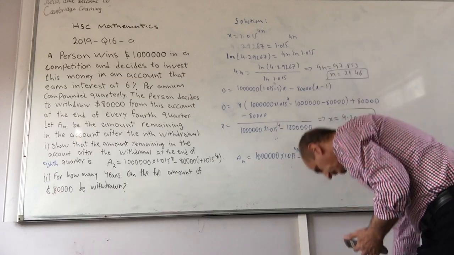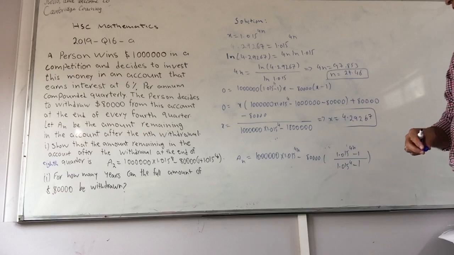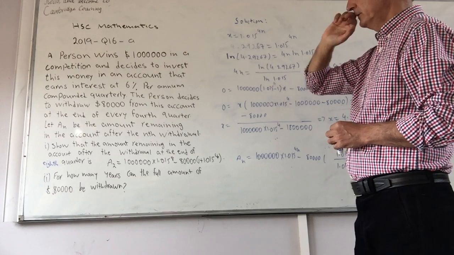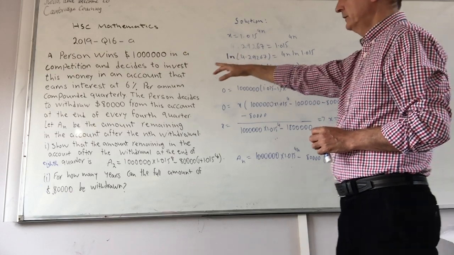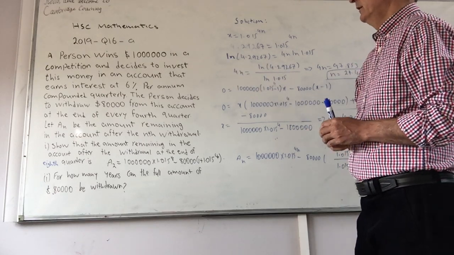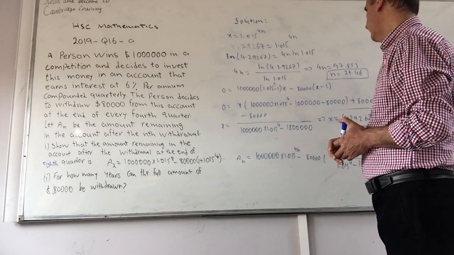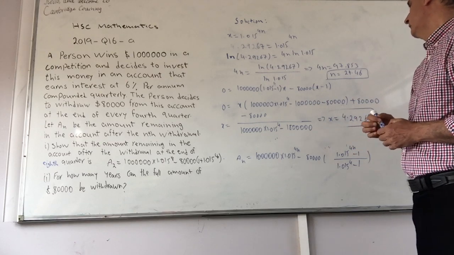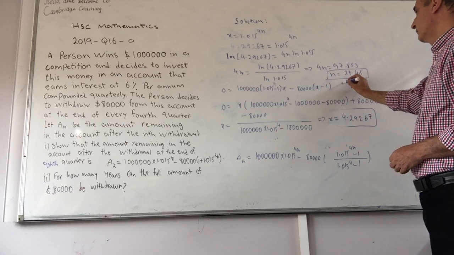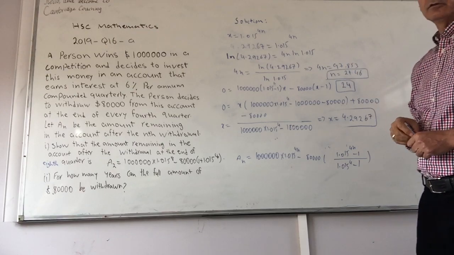So that many quarters, or that many years. So if you win that much money and you invest it in an account that gives you 6% per annum interest, compounded quarterly, and you take $80,000 every year from your account, that account will last you for 24 full years. So you can make 24 full years of withdrawals of $80,000.